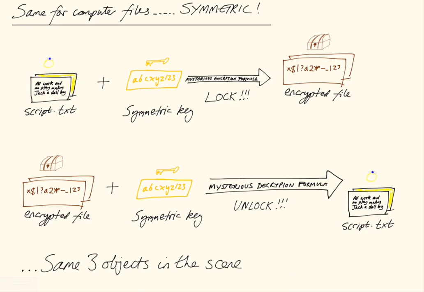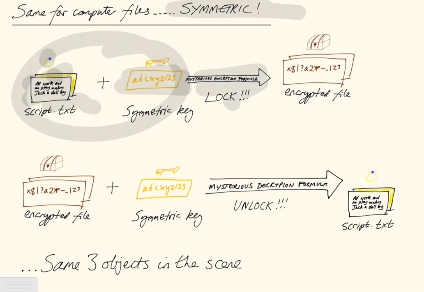So we have a precious text file here, something secret, could be a movie script or something like that. In the case of symmetric encryption, what happens with that file is that we use a symmetric key, which is typically a long sequence of random characters, and we combine these two as inputs into some kind of special, magical mathematical formula, which outputs an encrypted file at the end, which to any observer who tries to look at it looks like complete junk, and it's indecipherable.